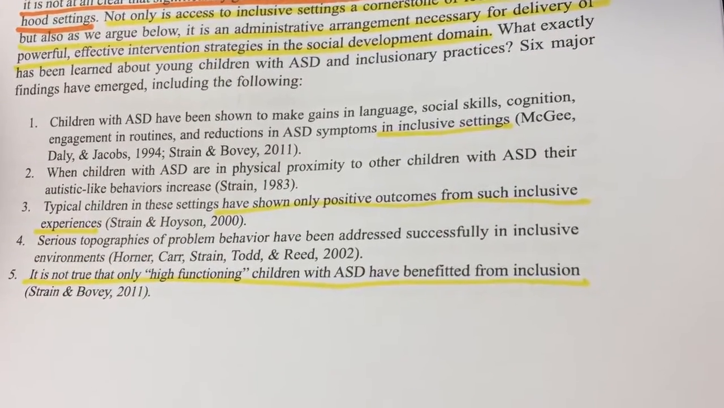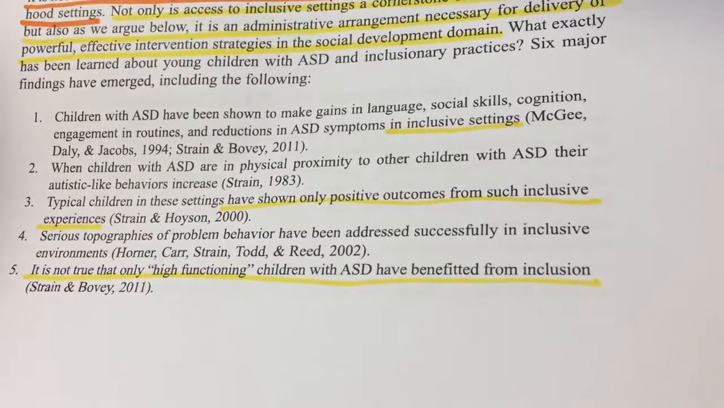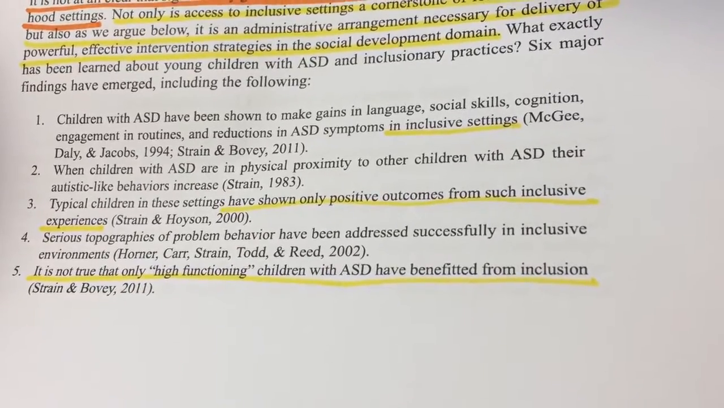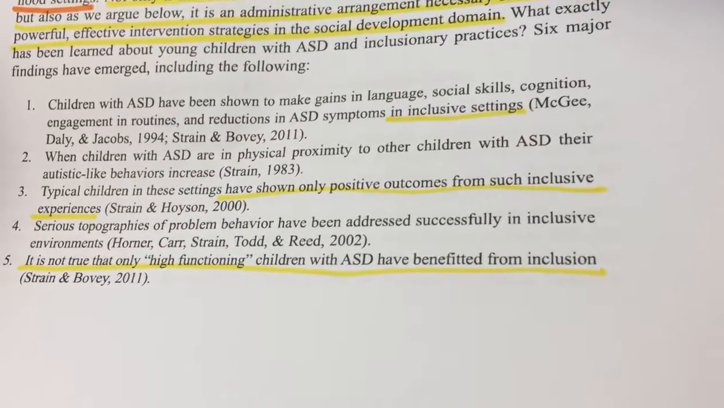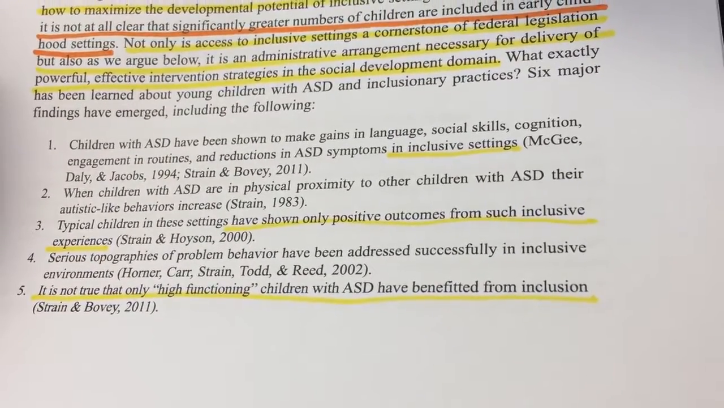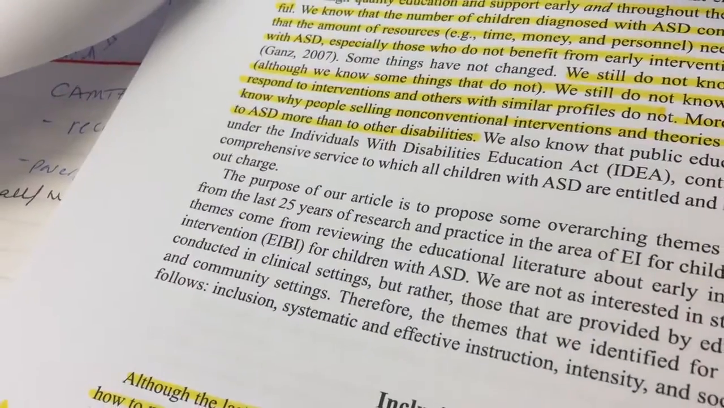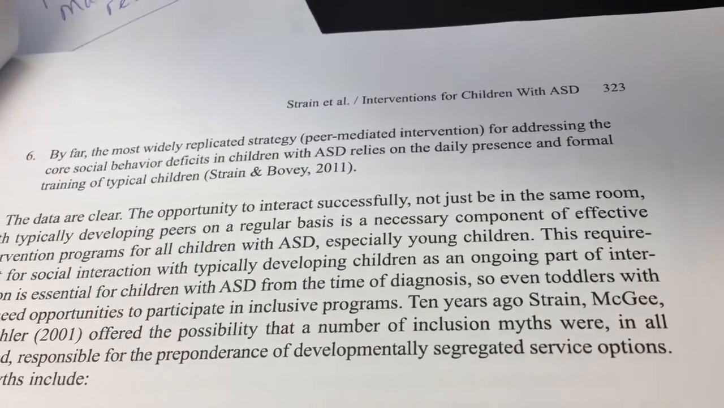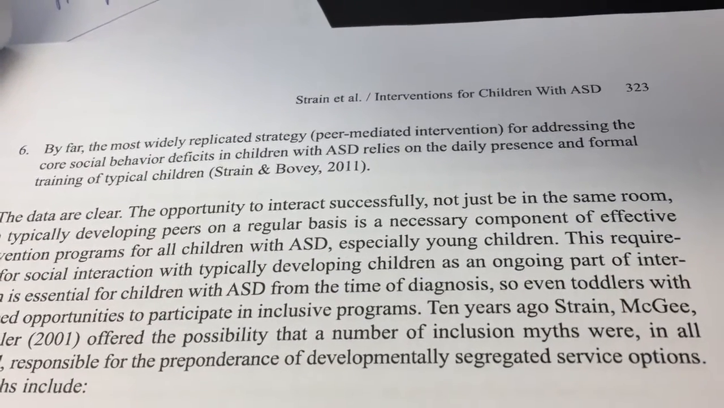Number 3, typical children in these settings have only shown positive outcomes from inclusive experiences, okay? So there's no risk for children that don't have ASD. Number 4, serious topographies of problem behaviour have been addressed successfully in inclusive environments. So you might have a whole bunch of behaviours that go together, kicking, biting, spitting, and that they can be addressed in an inclusive classroom. And number 5, it's not true that only high-functioning children with ASD have benefited from inclusion. And number 6, by far the most widely replicated strategy, peer-mediated intervention for addressing the core social behaviour deficits in children with ASD, relies on the daily presence and formal training of typical children.